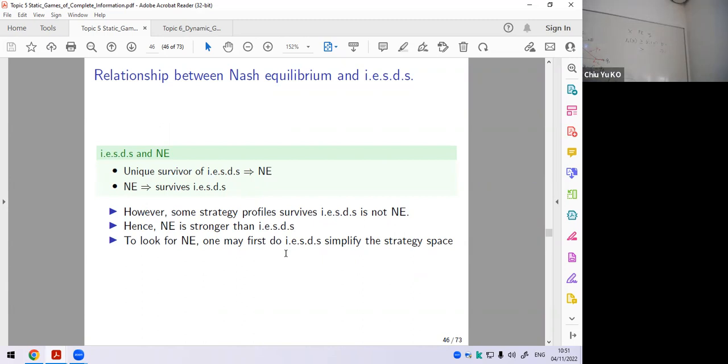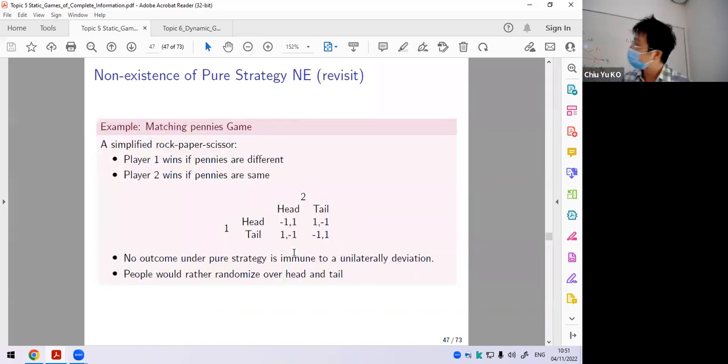That means if you solve for Nash equilibrium, you can pretty much forget about strategies that are strictly dominated. That's why I draw it in this way. You can basically ignore this part. Sometimes I'm just being lazy when I draw, but you should be careful.